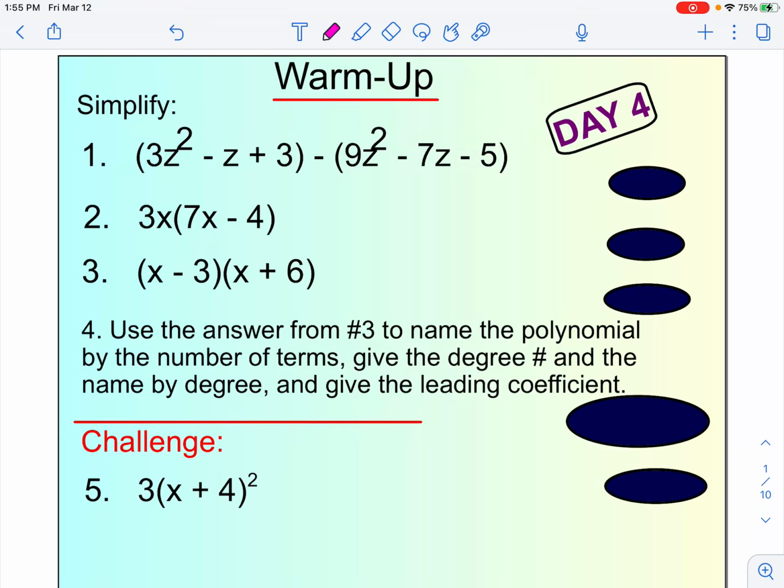This is the second half of Chapter 7 on polynomials. This is day 4. I'd like you to try this warm-up, which are the skills that we've been working on so far in this second half of Chapter 7.